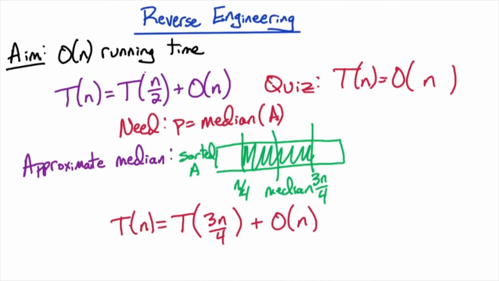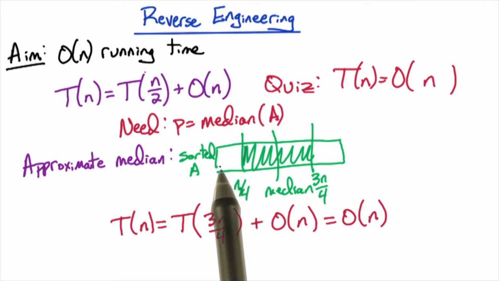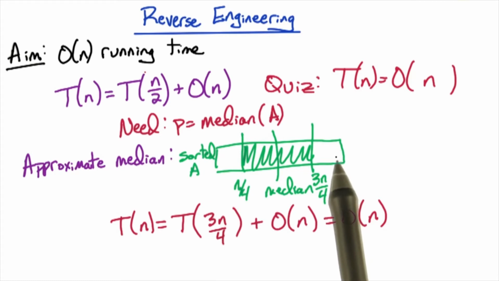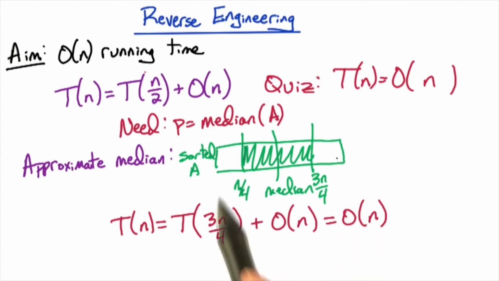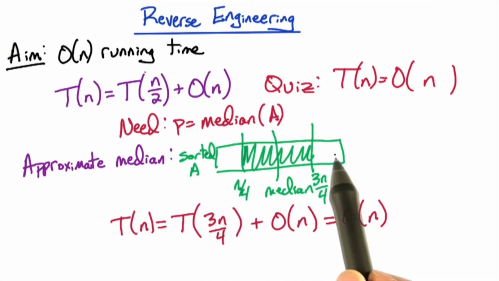Now the question is, what does this recurrence solve to? Turns out it still solves to order n. And in fact, I can relax it even more. I don't even need 3/4 here. I can look at the n over 100 smallest here, and then 0.99 n smallest over here. I just have to chop off a constant fraction on both sides.